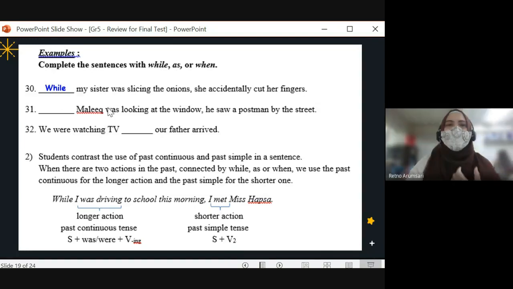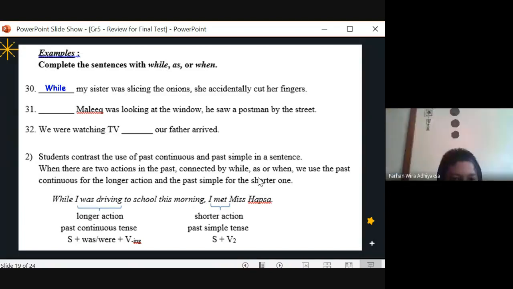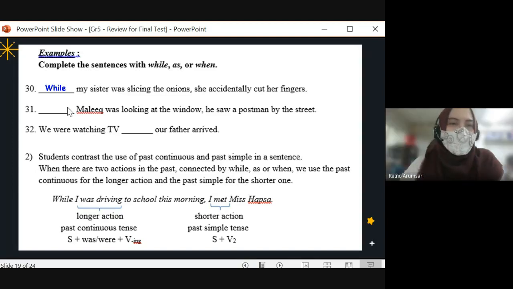All right, now number 31. Thank you, Fatan. Let's go to Farhan. When Malik was looking at the window, he saw a postman by the street. Can I use as instead here?